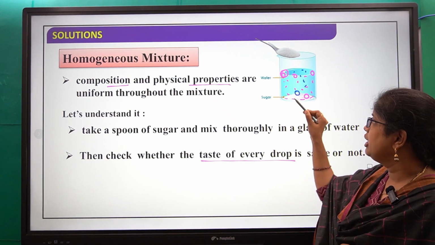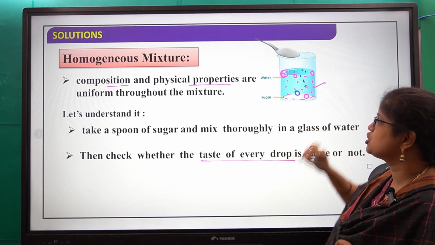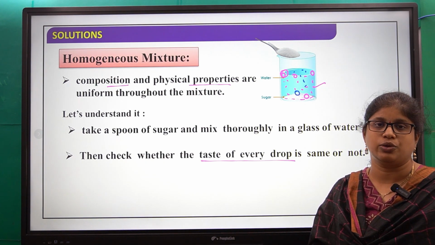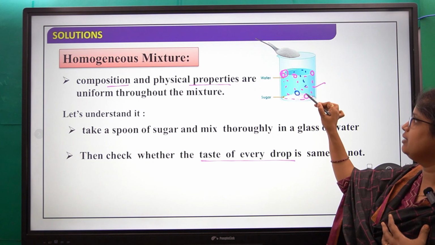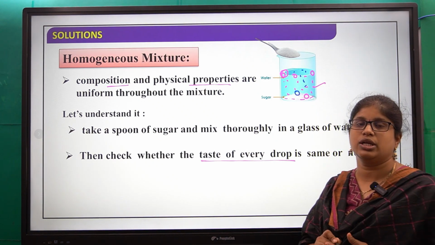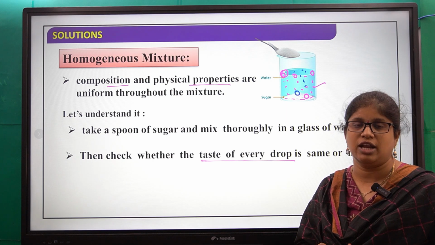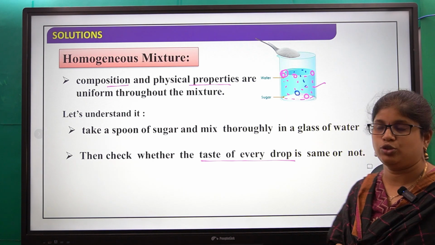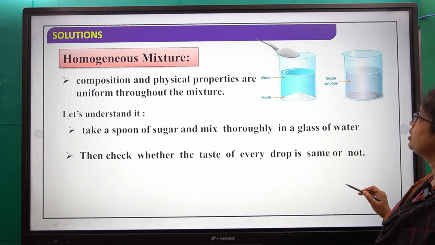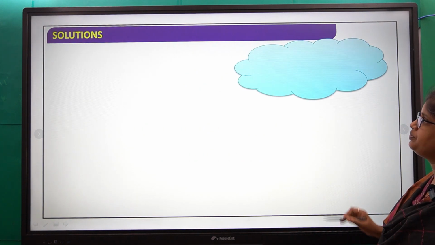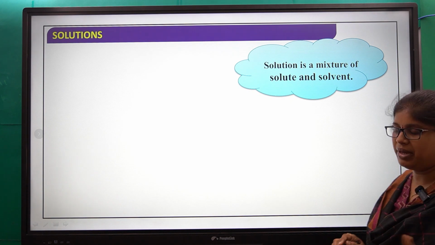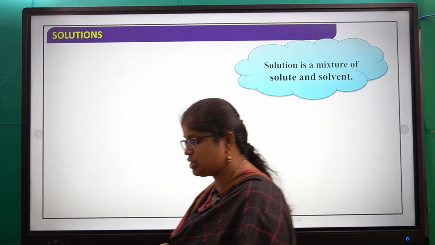For example, salt solution, and not only salt solution, you can take the salt also. If you mix the salt in the water, we will get salt solution. In that salt solution also the composition and physical properties will be the same throughout the mixture. Next, sugar solution. Next, a solution is a mixture of solvent and solute.